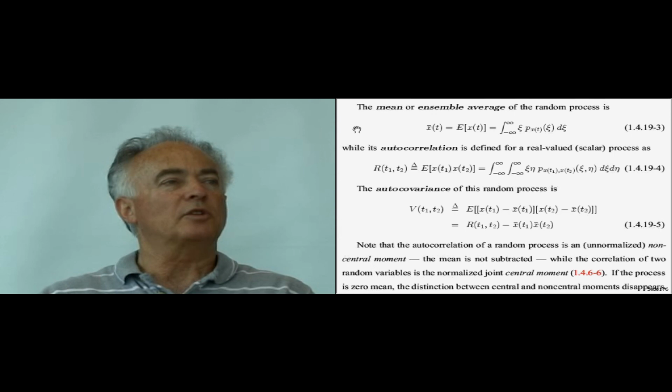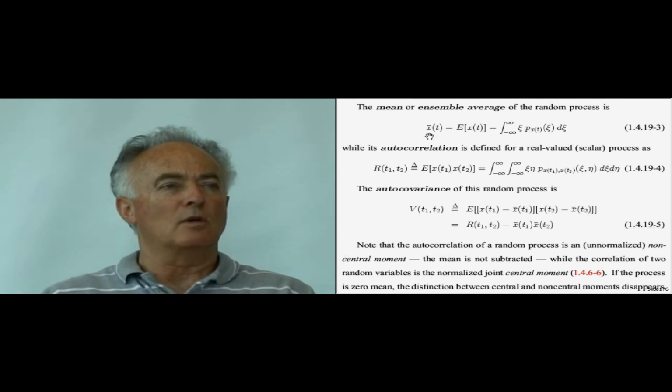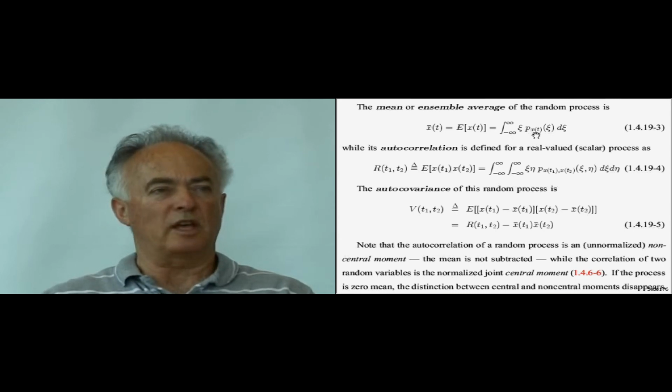First thing we are interested in is moments. The mean, or ensemble average, is another term for it. For a random process, x of t, it is the expected value of x of t, denoted in shorthand by x bar of t, which will be the integral over all the possible values xi of xi times p of x of t at xi, d xi. So this is now the probability density function of the value of the random process at time t.